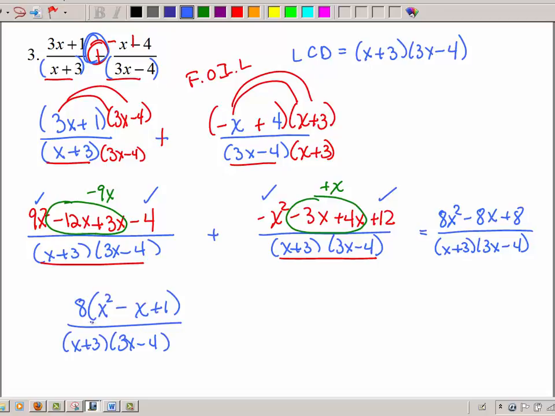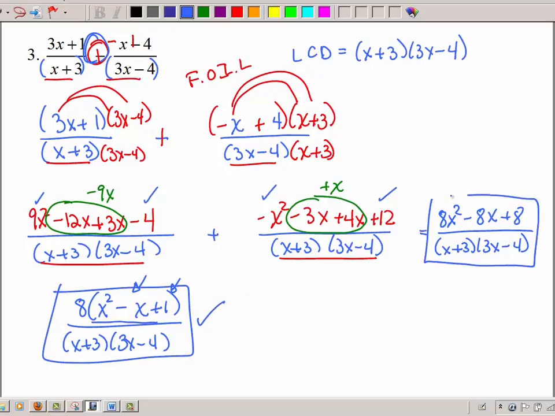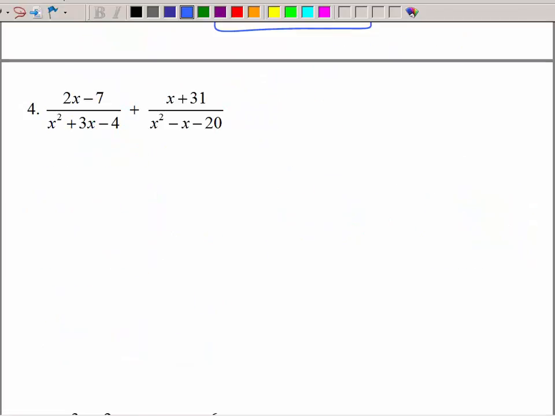Then I look at this trinomial and ask myself, can I factor that further? Well, there's nothing that multiplies to get positive 1 and adds to get a negative 1. So that's a prime trinomial. So this would be the final answer. However, if you stopped here, that's also correct, but you really don't know that's correct until you factor it.